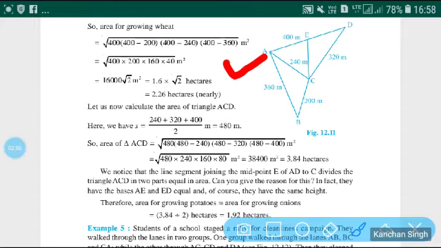And in the question, it is given that we have to convert it into hectares. And 1 hectare is equal to 10,000 meter square. So that is equal to 2.26 hectares. Let us now calculate the area of triangle ACD.